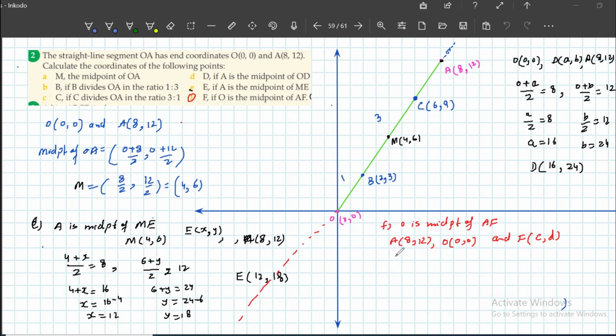So how to find out C? 8 plus the first element of F, which is C, over 2, is equal to the midpoint O, 0, same as 12 plus D over 2 is equal to the midpoint, 0. So 8 plus C is equal to 0. That means C is equal to minus 8. And 12 plus D is equal to 0. That means D is equal to minus 12. So the required point of F is negative 8, means 8 unit left, and 12 unit down, which is negative 12.